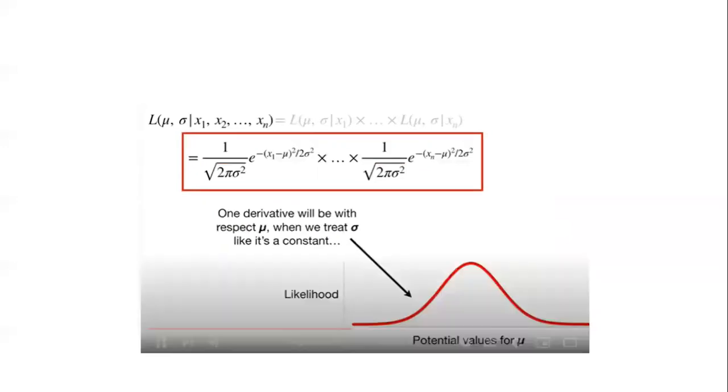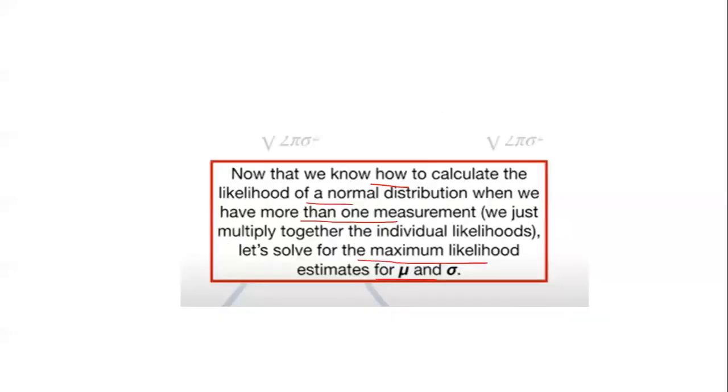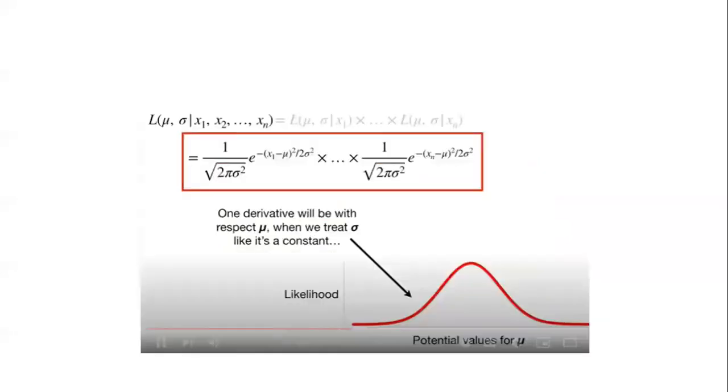So how are we going to do this? Basically, to get the maximum likelihood, we have to take two derivatives. This is the equation we got, and we have to differentiate this equation with respect to mu to get the maximum likelihood value for mu. One derivative will be with respect to mu, considering sigma as a constant.